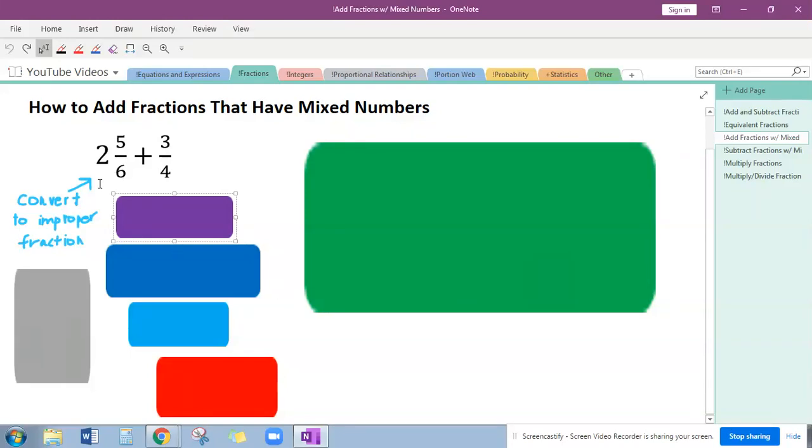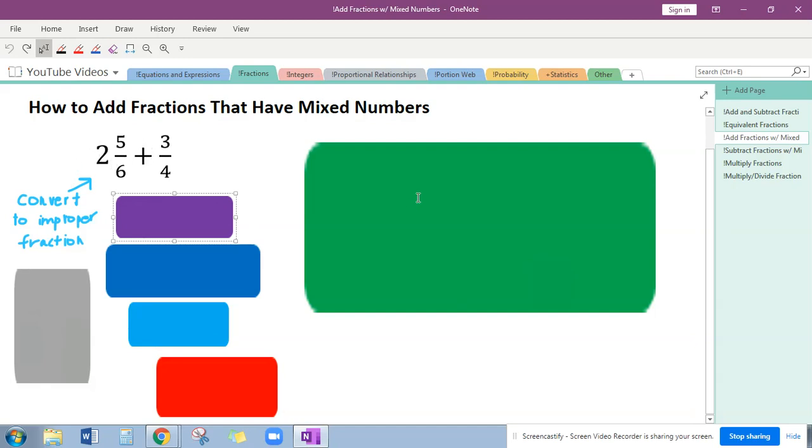Alright, in this video we're going over how to add fractions, and we're focusing on ones that have mixed numbers. So remember, a mixed number would be like here where I have 2 as the whole number and then I have a fraction next to it. So the first thing we want to do is convert that into an improper fraction because it's just going to make it easier to add these.